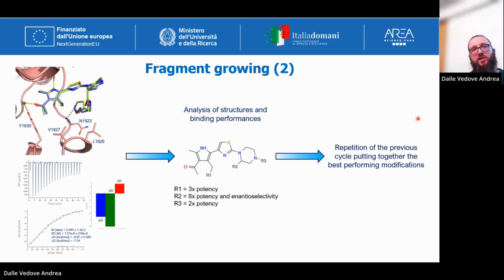is to just repeat the previous cycle, so designing libraries and then scoring, synthesizing, and testing, but this time putting together the best performing modifications in order to have small libraries of compounds that should be, let's say, the superheroes of these series, and hopefully a few of them would be so good that they can be moved on with the development pipeline, and so go to in-cell tests and on and on.